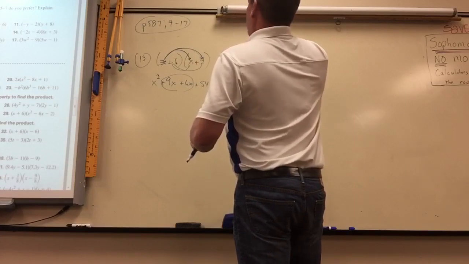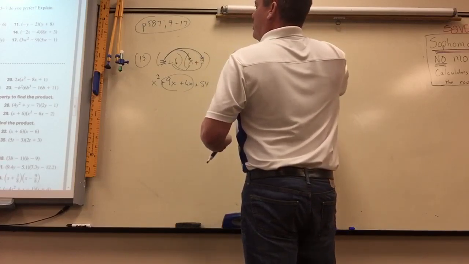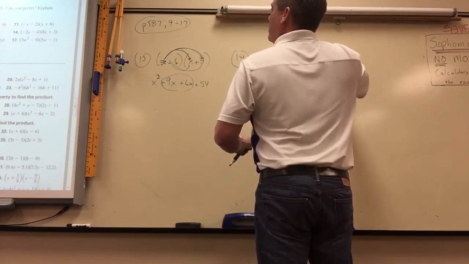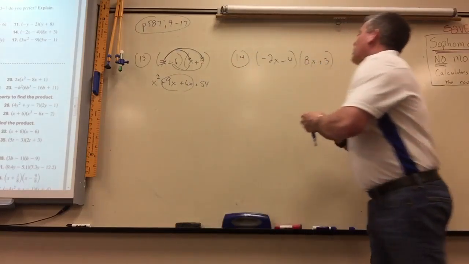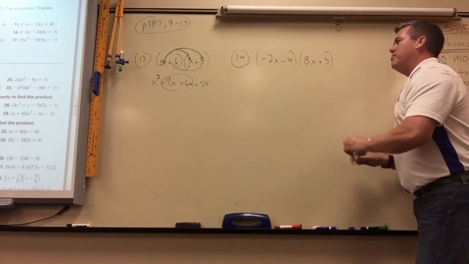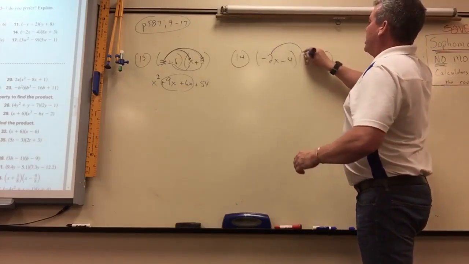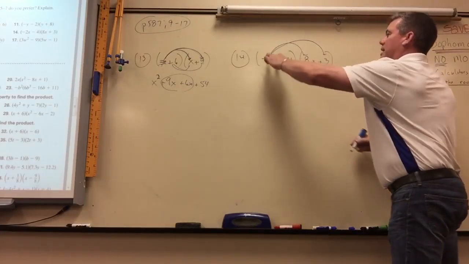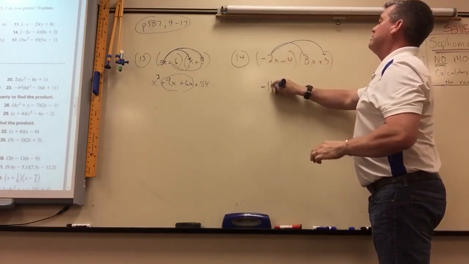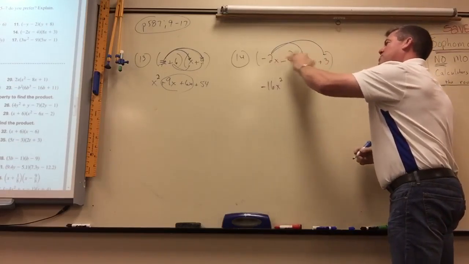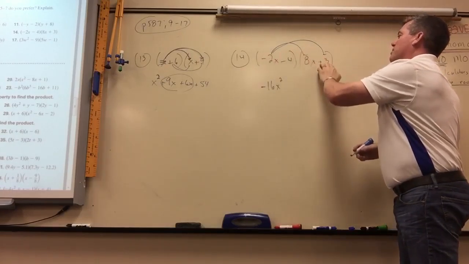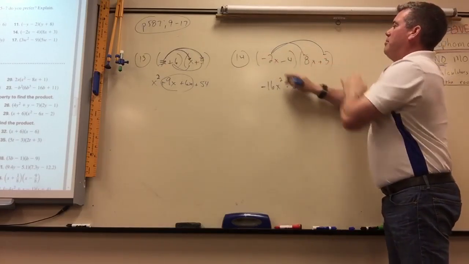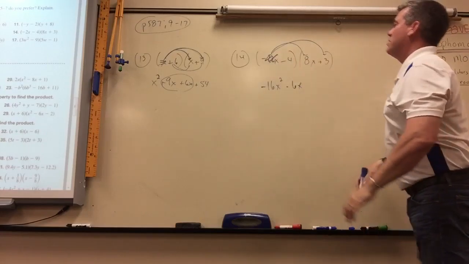Okay, now we get into more of the bigger numbers, so we'll do one more together, and then you just gotta finish the last three. So it's the same problem. We gotta take the negative 2x times both of these. Negative 16x squared. Right, don't forget the x times x is x squared. And then negative times positive, negative 6x, and you're done with that one.